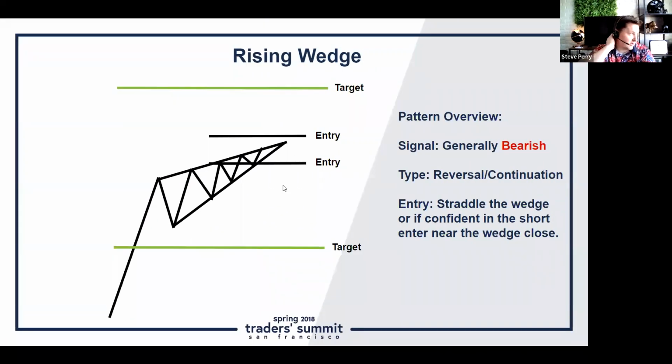Here's a rising wedge. Okay, now we're going to shift directions and talk about wedges. Wedges can go either direction. It's a compression. Wedges are compression of price action. It's a compression of buying and selling. So you get a market where basically it has nowhere to go.